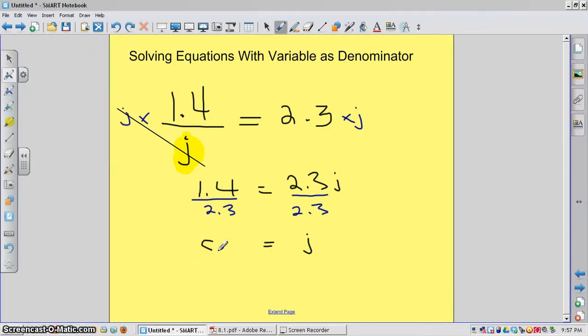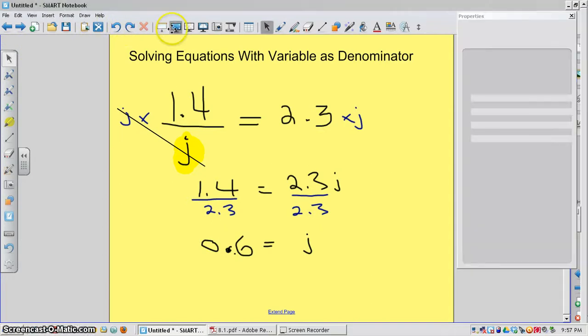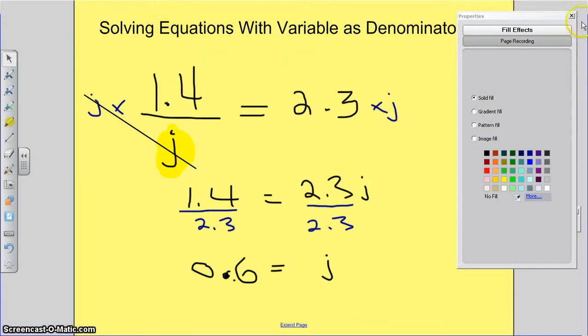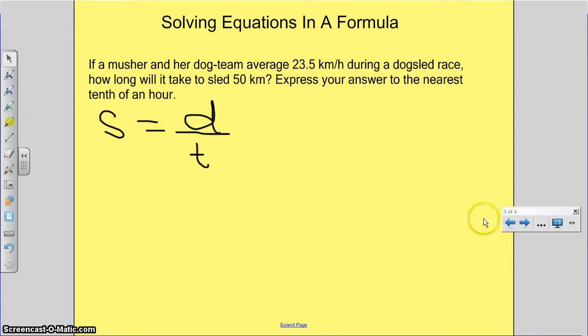Okay, so that's how we do it with a variable as a denominator. So a couple of written problem things that we're going to try here. All right, let's go ahead and get to the next page.